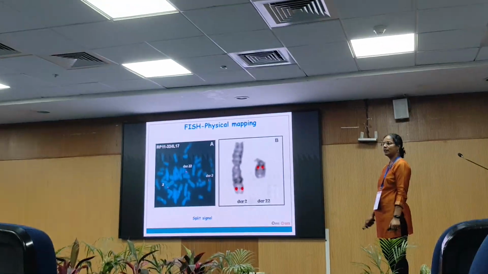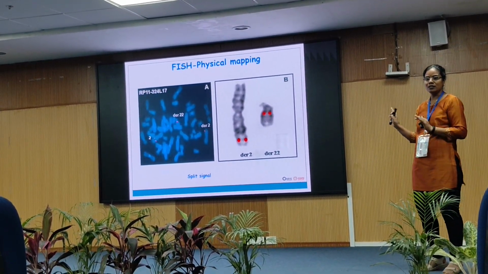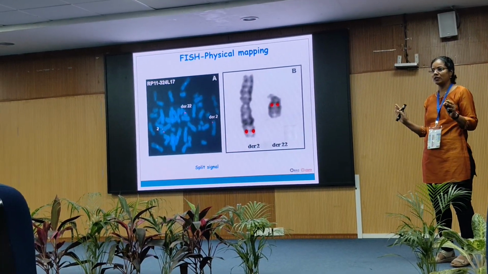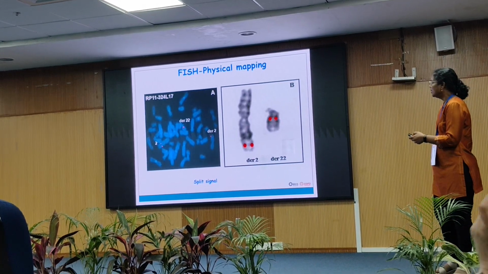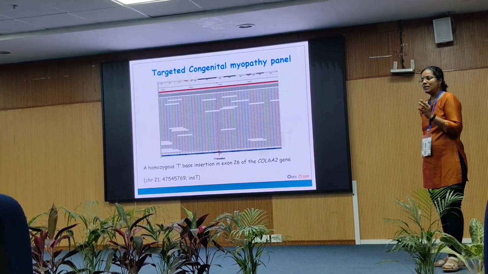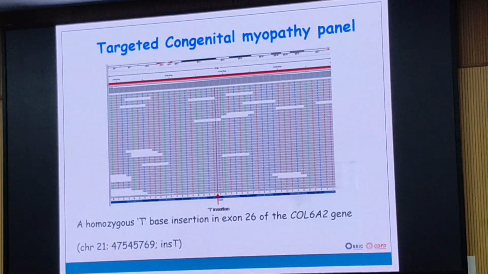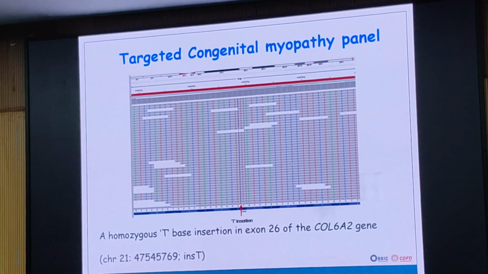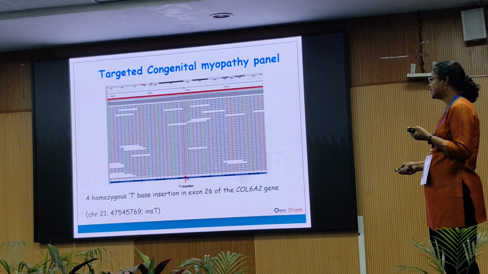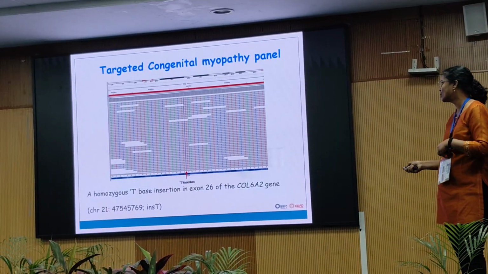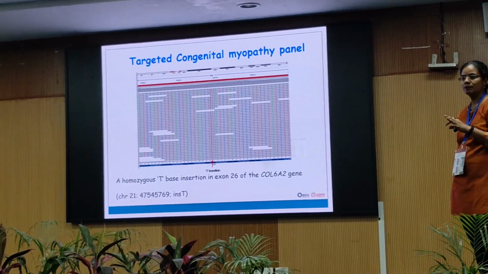We could not find any genes present in that region in this case, and there is a severe phenotype, okay, myopathy with limb abnormalities. Then, seeing that we could not get anything, we did a targeted resequencing, and to our surprise, what we identified is a homozygous T-base insertion in exon 26 of the COL6A2 gene. So this is a case of Ullrich myopathy, autosomal recessive Ullrich myopathy.